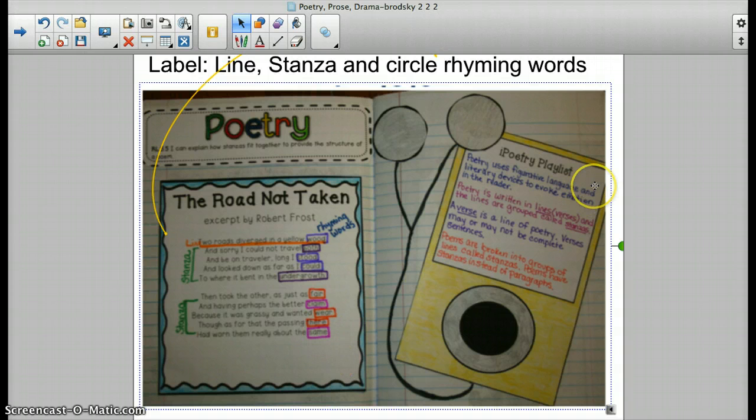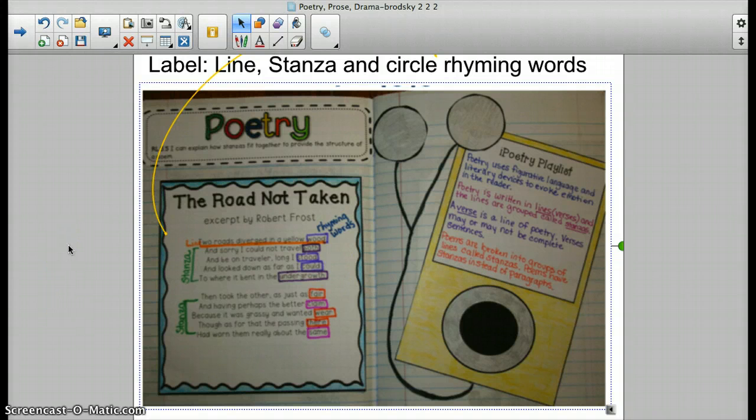And again, what we're going to do is what I talked about earlier, in your notebook here, poetry reminders for you: poetry uses figurative language and literary devices, and basically we want to evoke emotion again. Poetry is written in lines and stanzas. A verse is a line in poetry. Poetry may or may not be complete sentences, and poems are broken into groups called stanzas. They don't use paragraphs like we did in the prose earlier.